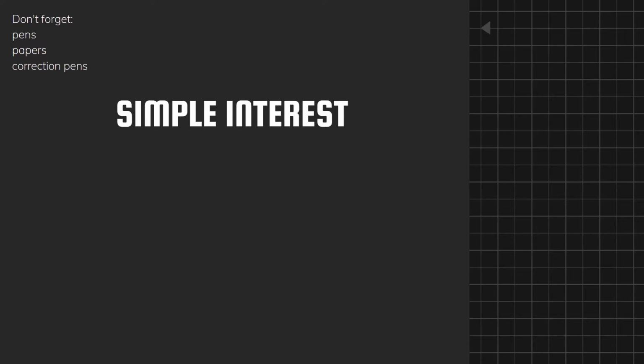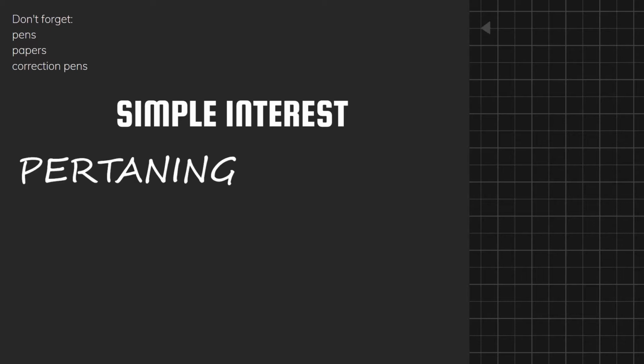First, when the word simple interest was mentioned earlier, what came into your thoughts? Does it remind you of your admiration towards someone? Sorry to burst your bubble, but we are pertaining to interest as a jargon.